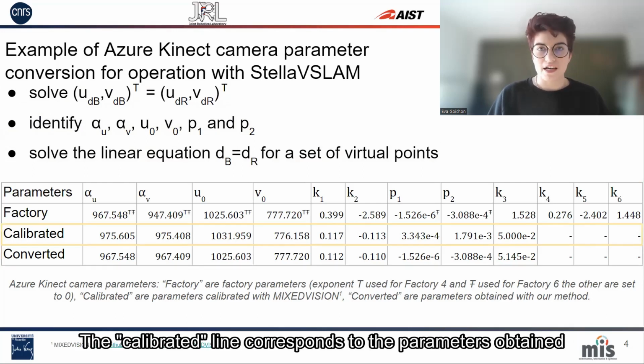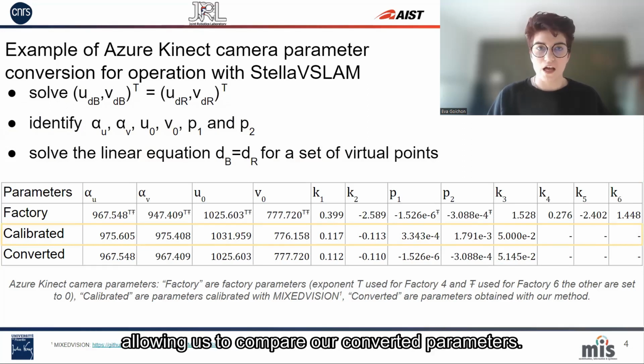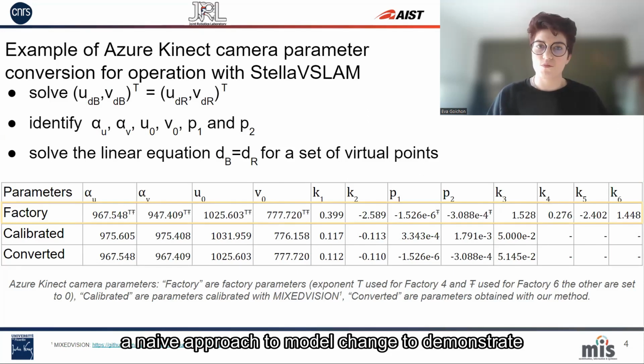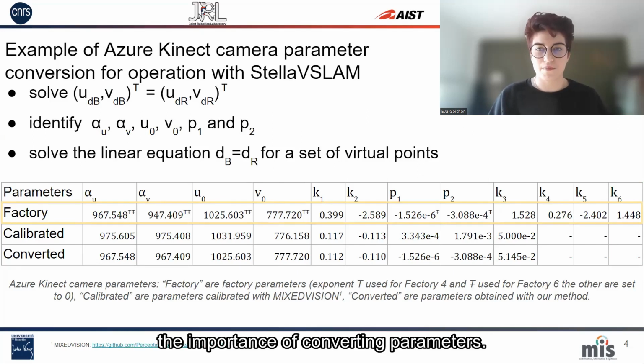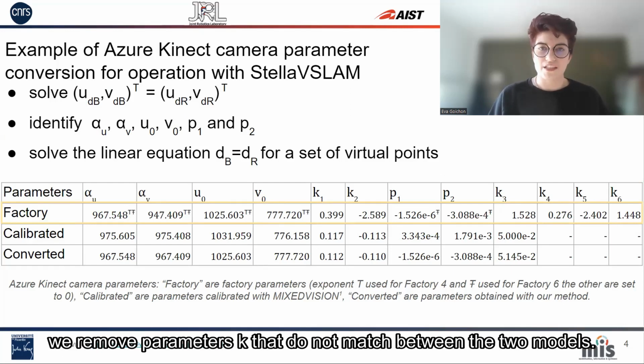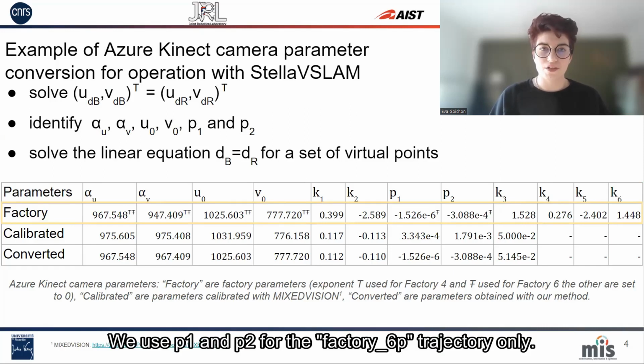The calibrated line corresponds to the parameters obtained with calibration via mixed vision, allowing us to compare our converted parameters. The factory line lists the camera's factory parameters and represents a naive approach to model change, to demonstrate the importance of converting parameters. For factory parameters in rational polynomial model format, we remove parameters k that do not match between the two models. We use p1 and p2 for the factory parameters only.